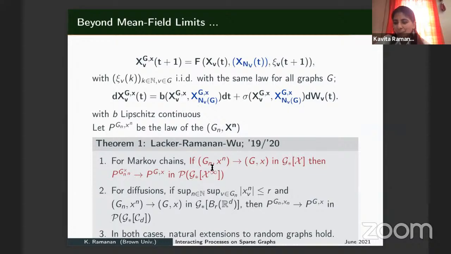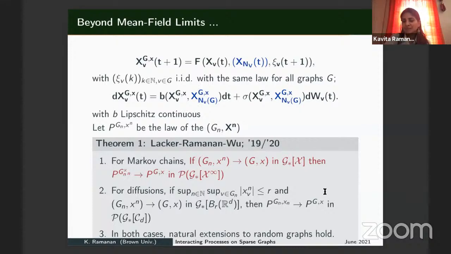Right. My question was just whether the random graph case follows from the deterministic graph case. Yes. Directly, right? Yes, absolutely. It just follows from the deterministic case. You just have to show some measurability. That's very trivial measurability.